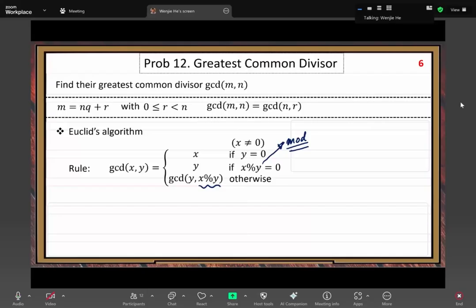If you call this function recursively, sooner or later, remember we talked about the termination condition, or stopping condition, before. Eventually, you will get to the second case, where the first parameter happens to be an integer multiple of the second parameter. Sooner or later, you will get there. Then you stop.